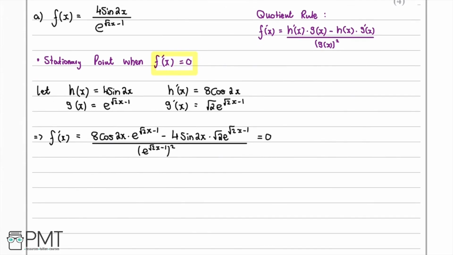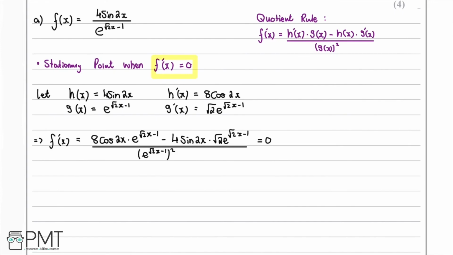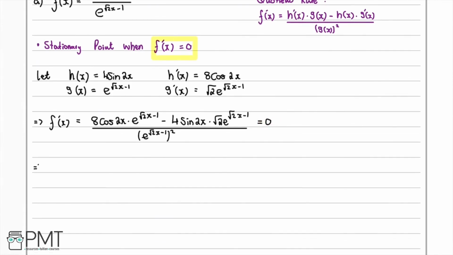Then what we can do next is, if we multiply both sides by the denominator, it will mean we can clear the denominator because we're multiplying by 0 on this side here. So that leaves us with the following. We're going to have 8 cos 2x multiplied by e^(root 2x minus 1). And then we subtract. We can do a bit of tidying up here. We're going to have root 2 multiplied by 4, so that's going to be subtract 4 root 2 sine 2x, and then we'll have our e^(root 2x minus 1) and set that equal to 0.